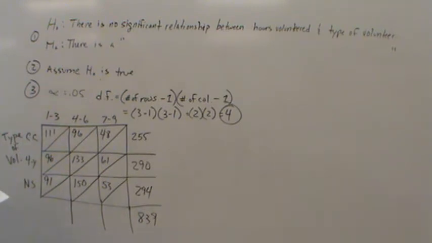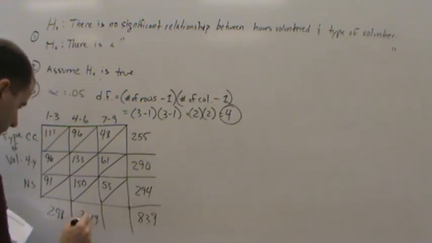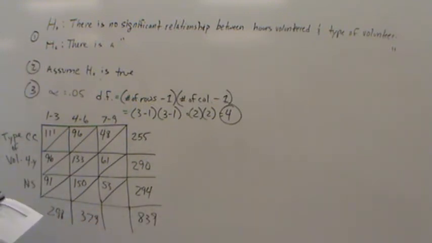Okay, so the column totals. So this would be 298. $379. $162. Okay, so now here's the thing. So let's look at this table. So these are the observed values.